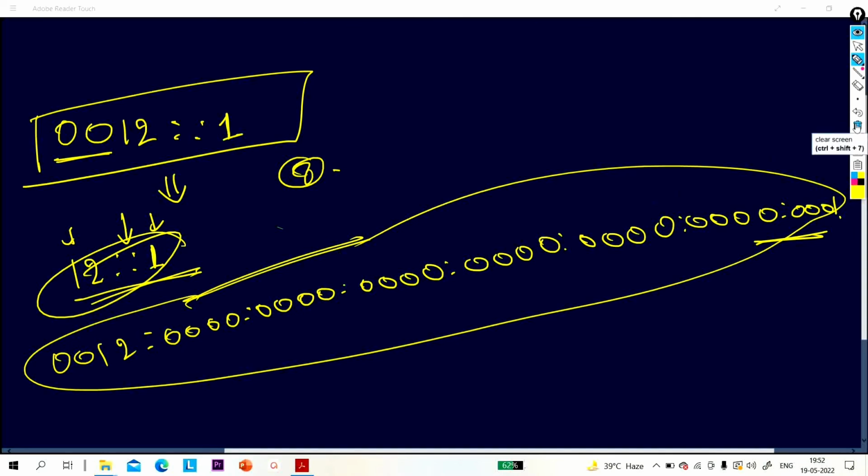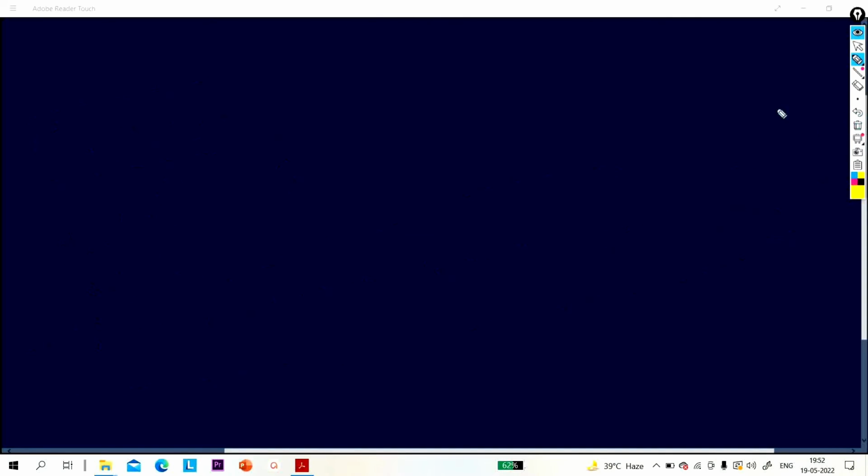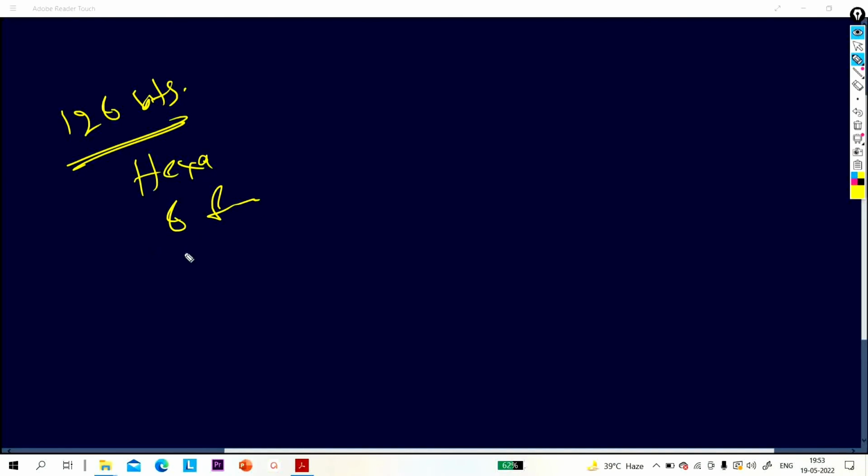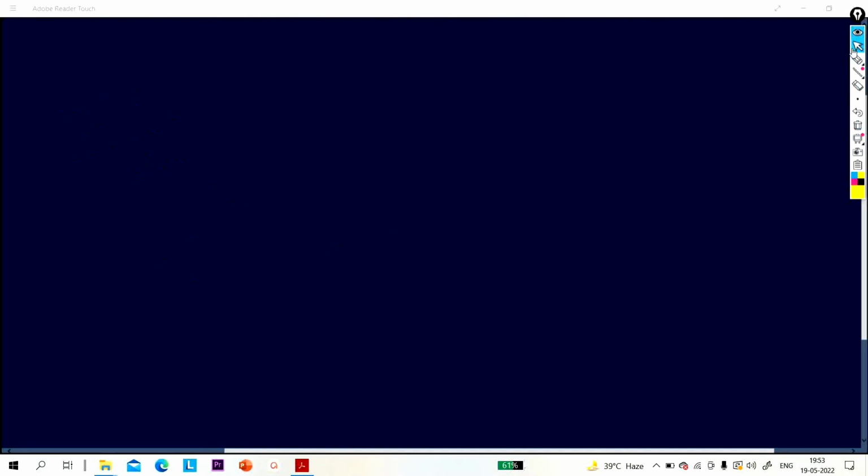So this is the simplification of an IPv6 address. So how long is an IPv6 address? It is a 128 bit long address, right? Represented in hexadecimal. There are 8 fields and each field carries a 16 bit value, and 16 bits means there will be 4 characters in each field. Am I right?